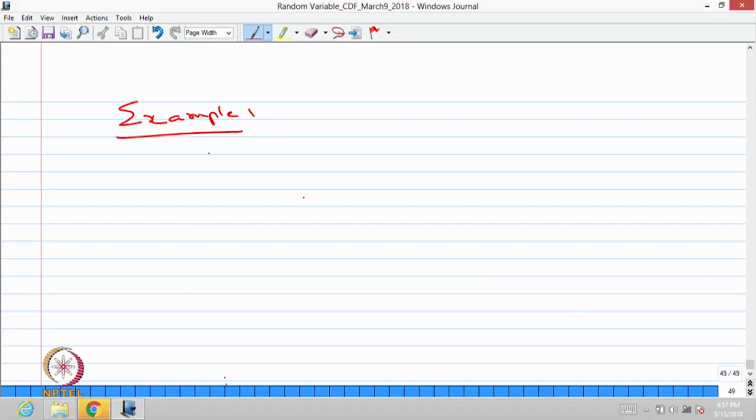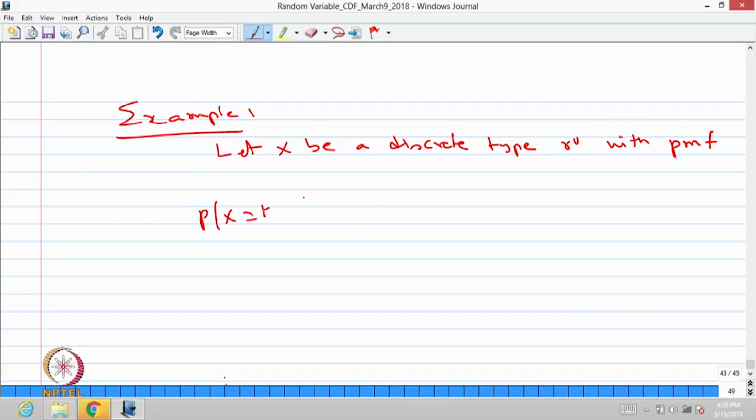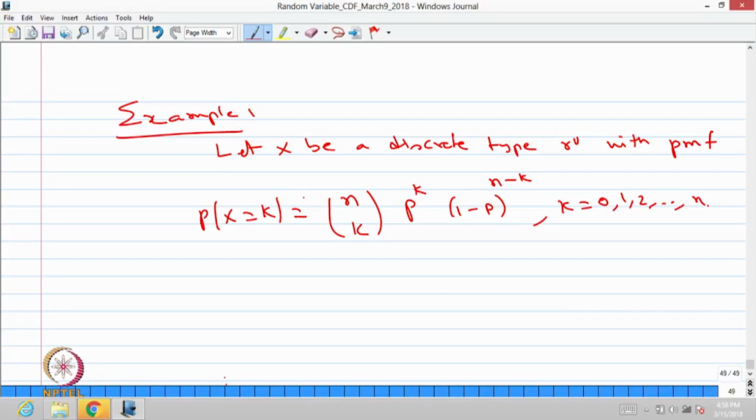Example 1. Let X be a discrete type random variable with probability mass function p of x equal to k, that is n C k p to the power k, 1 minus p to the power n minus k, where k takes the values 0, 1, 2 and so on till n, where n is a positive integer. Otherwise, the probability mass function is going to be 0.